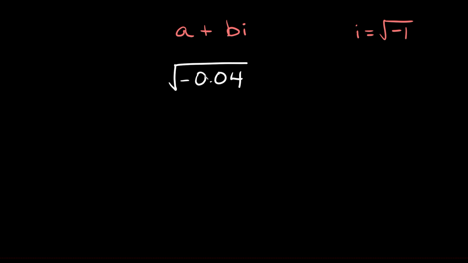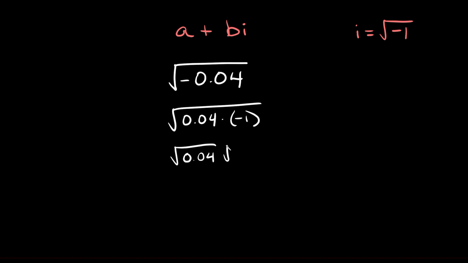So we just have this negative square root that we have to deal with. The first thing we want to do, again, is just take out that -1. So we're going to say here that this is equal to the square root of 0.04 times -1. Okay, so this is going to be equal to the square root of 0.04 times the square root of -1. Now, can we simplify the square root of 0.04? How do we actually solve for that?